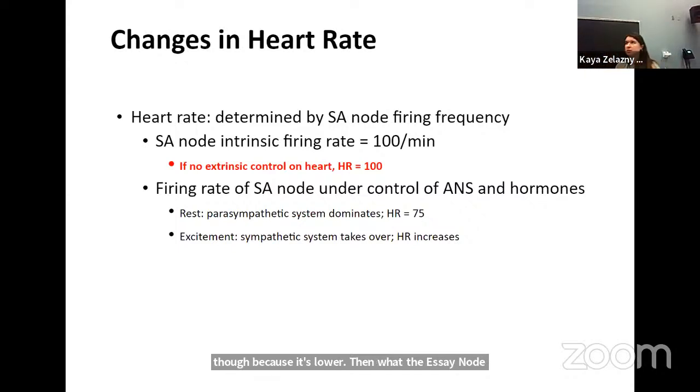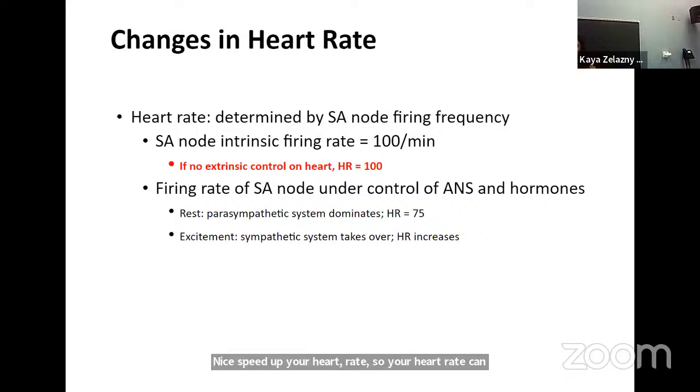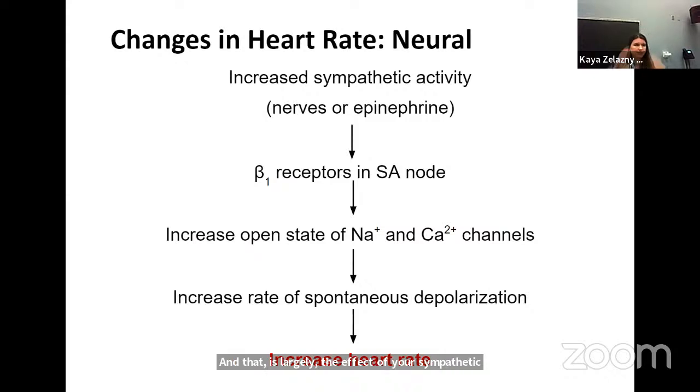The opposite happens if you're stressed out or you're exercising, then your sympathetic nervous system takes over, right? So you get more action potentials coming down your sympathetic nerves, and they speed up your heart rate. So your heart rate can go quite a lot faster than 100 beats per minute as well. And that is largely the effect of your sympathetic nervous system. So getting into the way this works, okay?